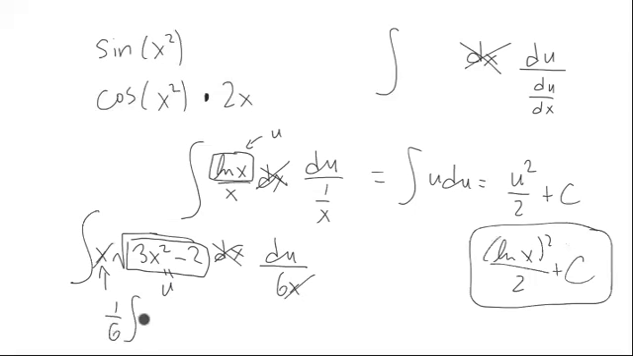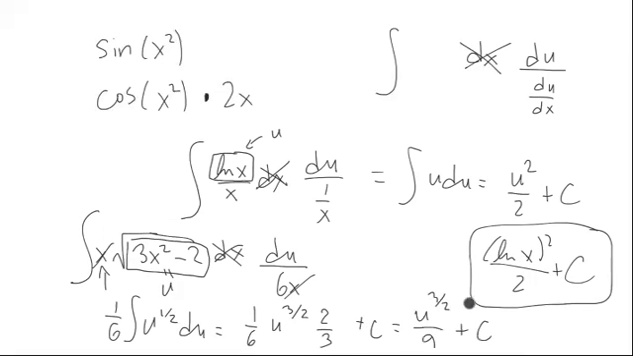See the cancellation? Bring the 1/6 out. The integral of u to the 1/2, which is 1/6 u to the, so we add 1 to the exponent, 3/2, but then divide by 3/2, which is like multiplying by 2/3. So we end up getting, and that's plus c, u to the 3/2 all over 9 plus c. And we can replace u with what it is, which is 3x squared minus 2. 3x squared minus 2 raised to the 3/2 all over 9 plus c.